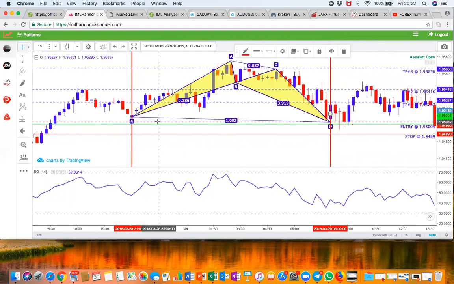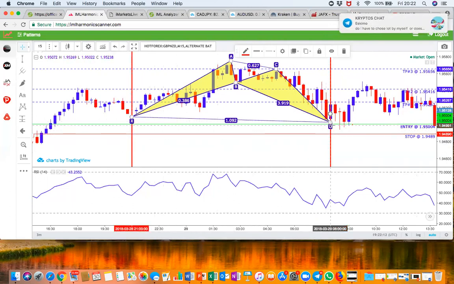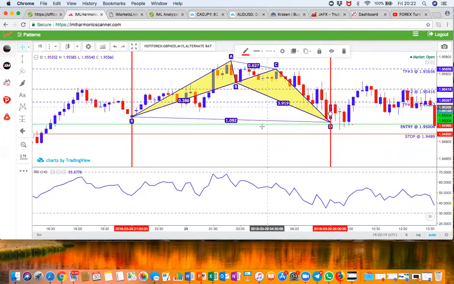So as a buy, the X, you see this X here, and the D should be below, and that will show you that this is a buy. So it gives you a stop loss and an entry. Take profit 1, take profit 2, take profit 3.